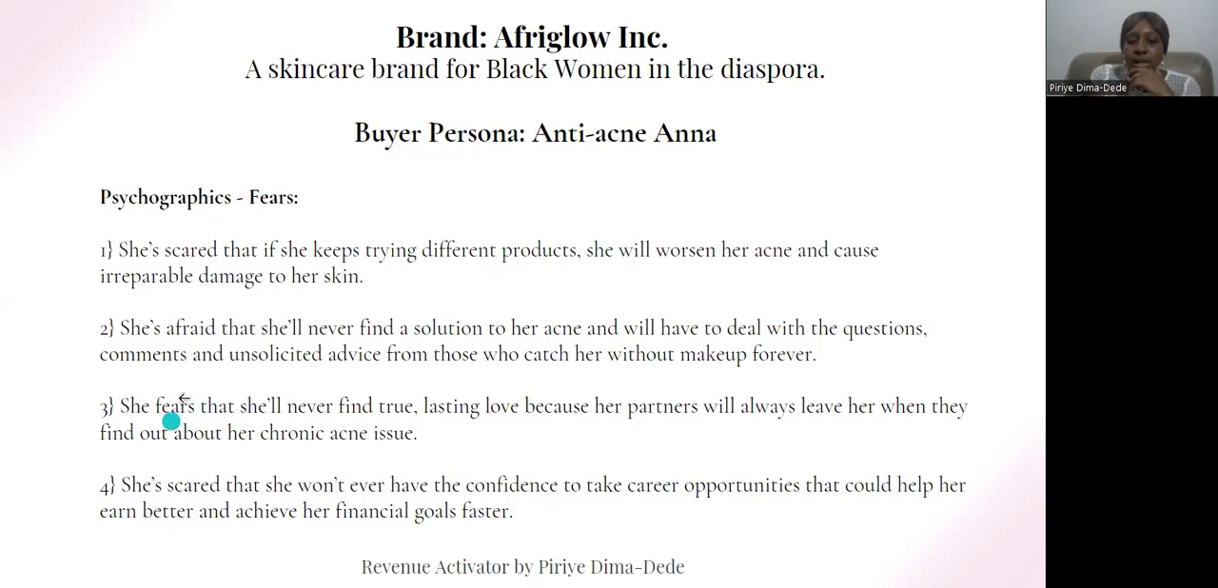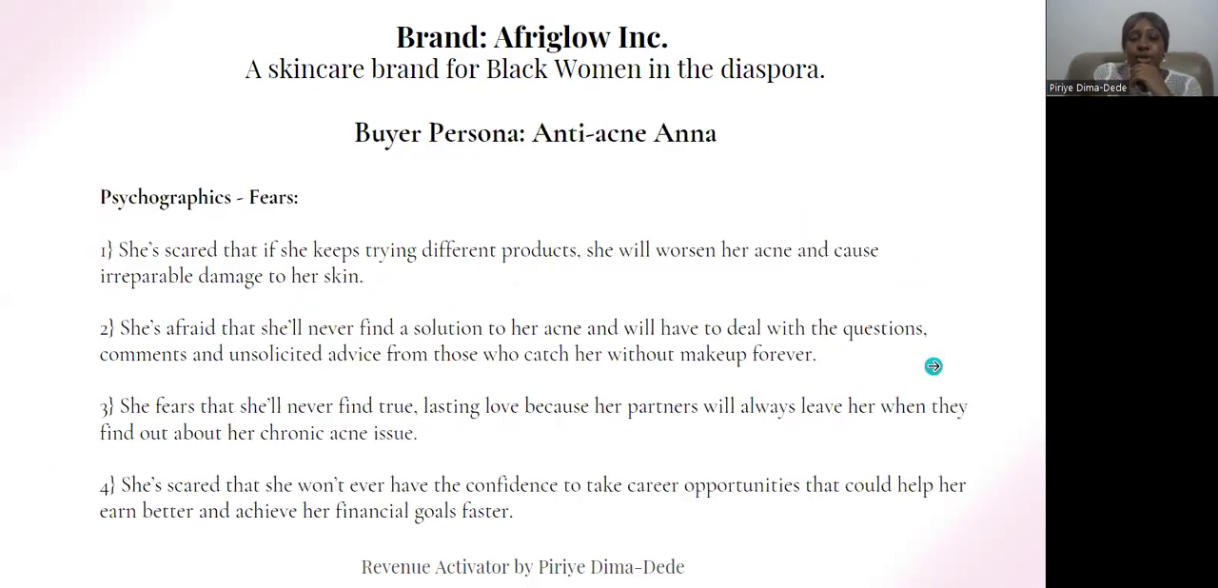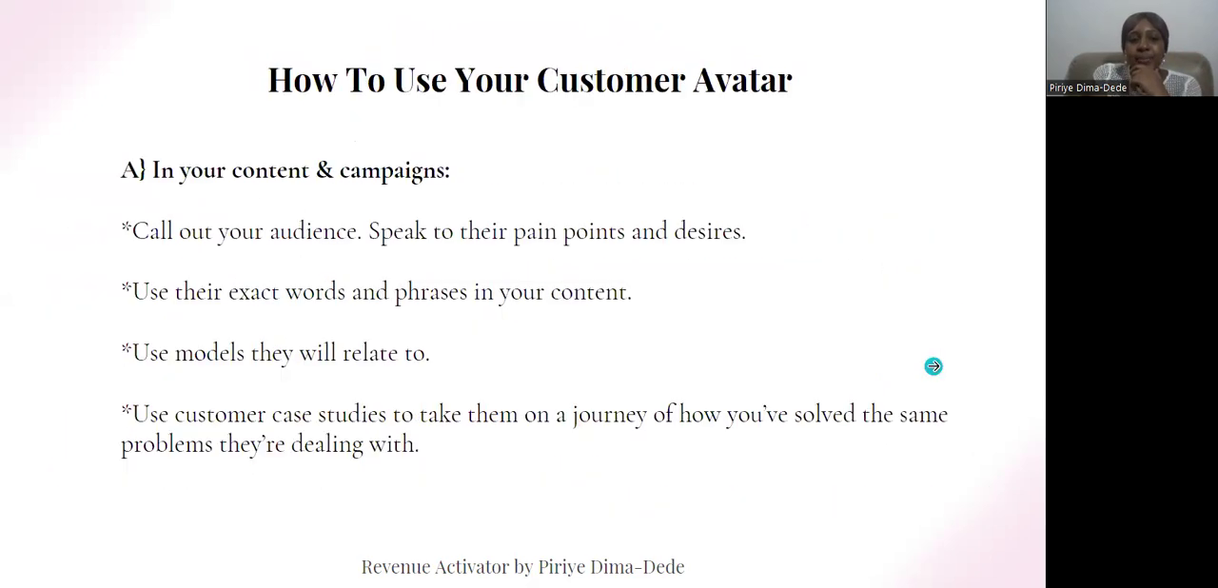You can also see here where she says she's afraid that she'll never find a solution to her acne. You can go ahead and use that in your offer and tell them this is your last bus stop. This is the last product you would ever need to try. You can go ahead and use all that when creating your offers.